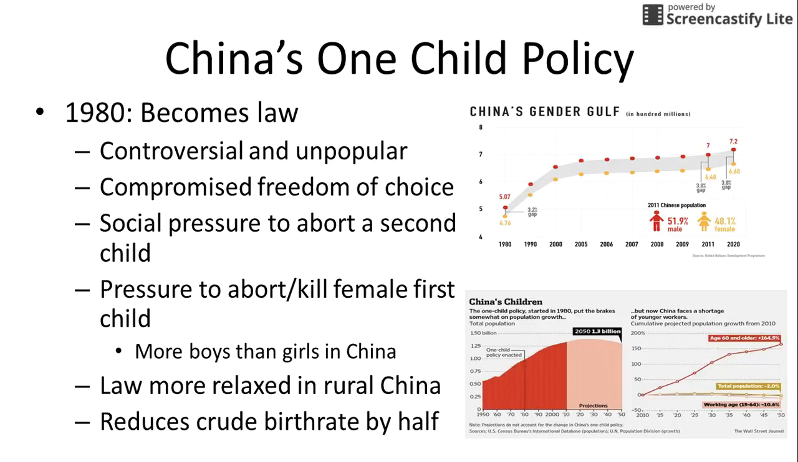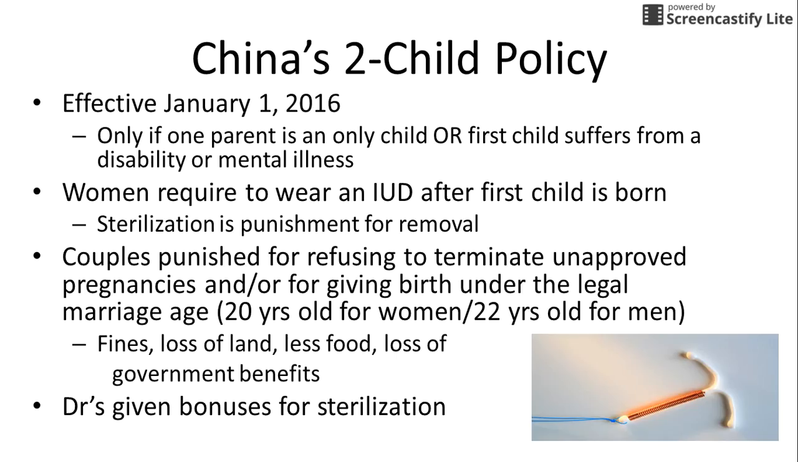And so now, as we move forward, there are a lot more boys than girls in China, actually. That leads to an issue in and of itself, if there aren't enough women in the country to actually reproduce. Things are a little more relaxed in rural China, but if you're in a city, for sure, only one child. Now, just recently in 2016, China instituted their two-child policy.